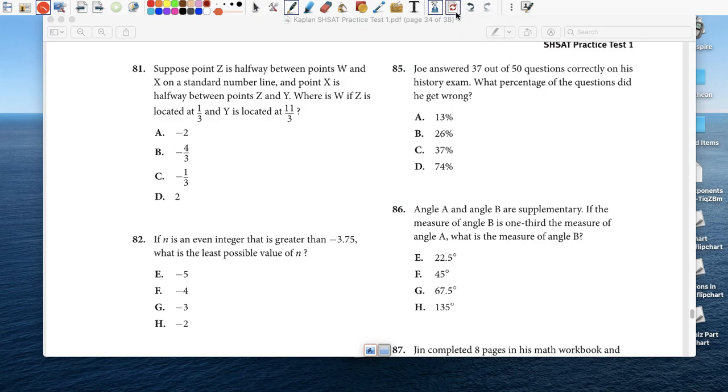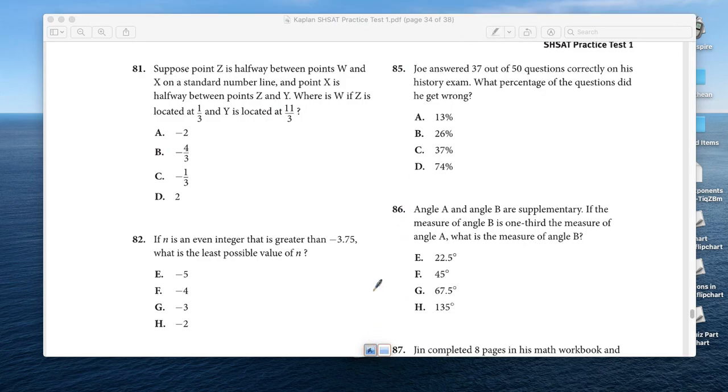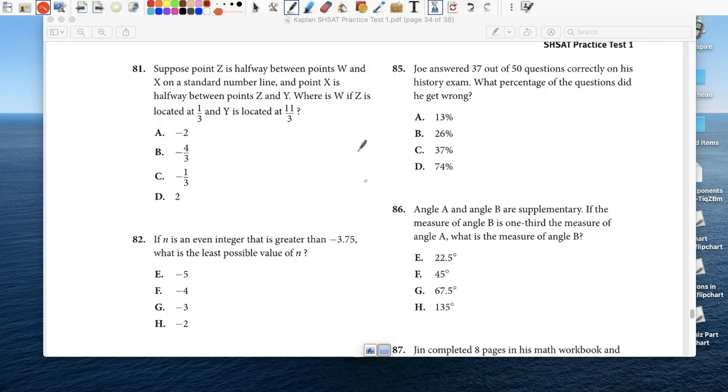81, 82. Oh, here we go. And it's an integer greater than negative 3.75. So here, let's draw a number line. Let's draw a better number line.